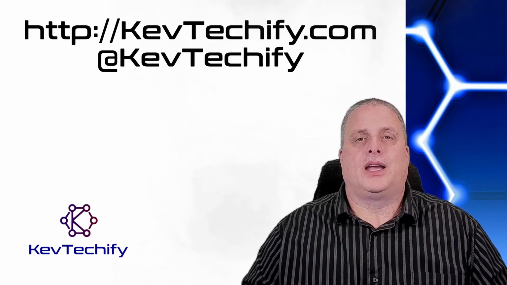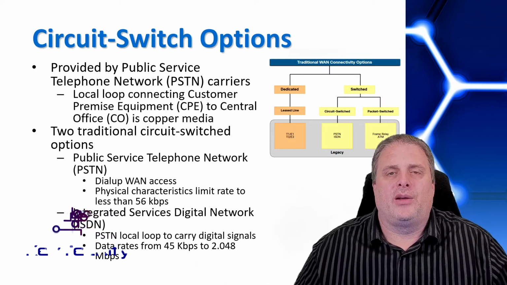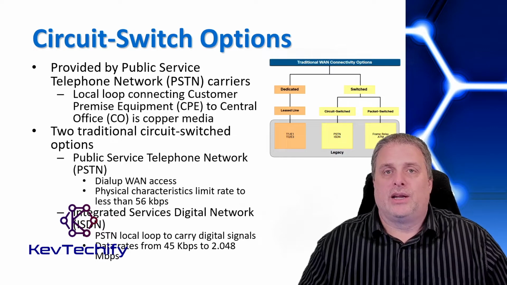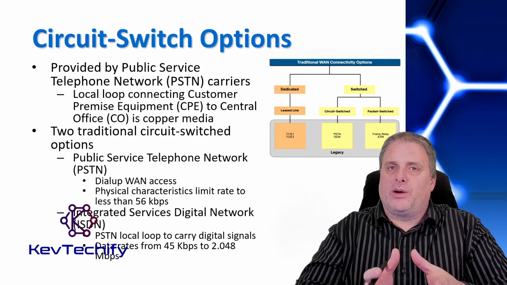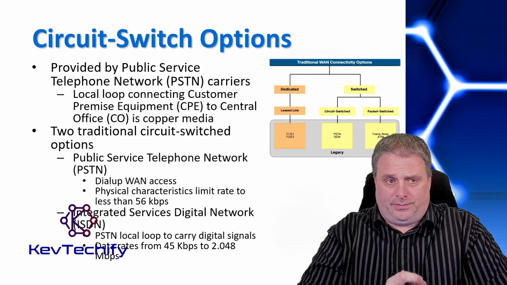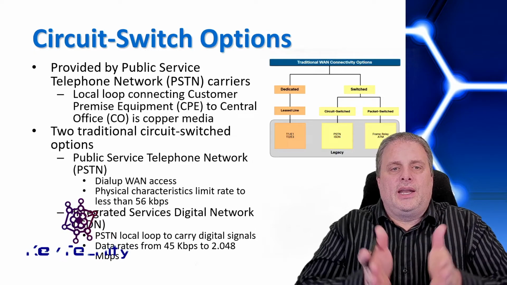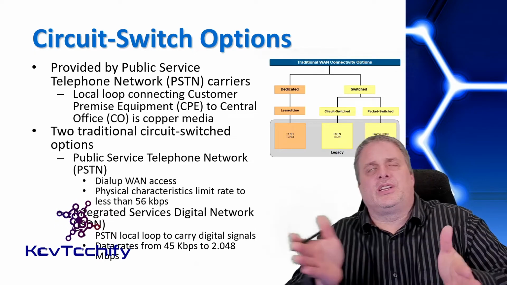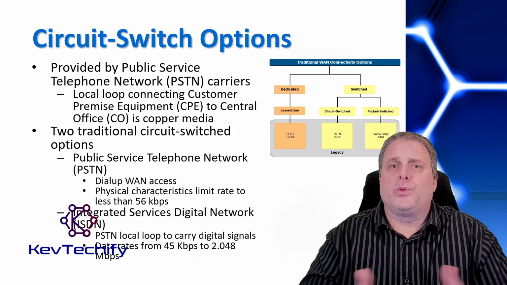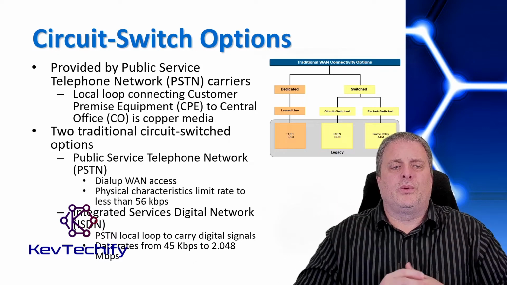The circuit switch options were typically provided by your PSTN, your public switched telephone network. Once again, this is your old school telephone network that was provided to your parents, maybe your grandparents, and it relied on connecting to that local loop, getting customer premise equipment connected into the central office, using copper media. Fiber really wasn't a thing back then. And you had two different ways of looking at this.